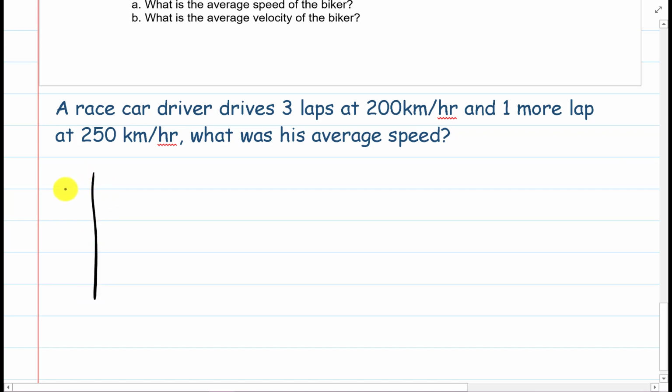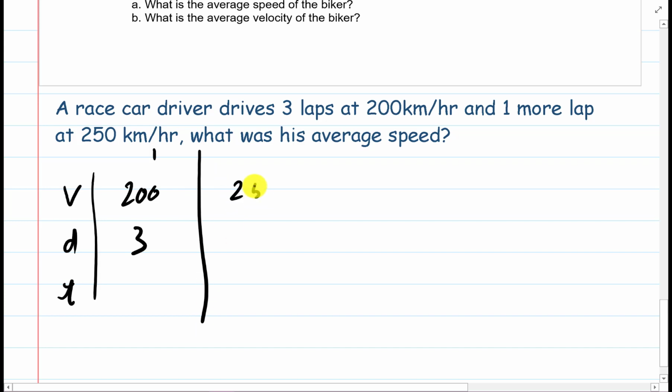So you set out that you have V, D, and T. For this first section, you have a speed of 200 kilometers an hour, and you have 3 laps. And the second section, you have 250 kilometers an hour, and you have 1 lap. Okay, so what I'm asking for is the average speed.